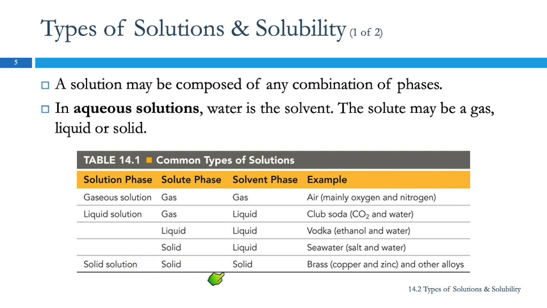A solid-solid solution. How do you have that? Well, an alloy, such as brass or stainless steel, is going to be a uniform mixture of two or more different metals. And then things like gas dissolved in water would be things like club soda or any carbonated beverage.